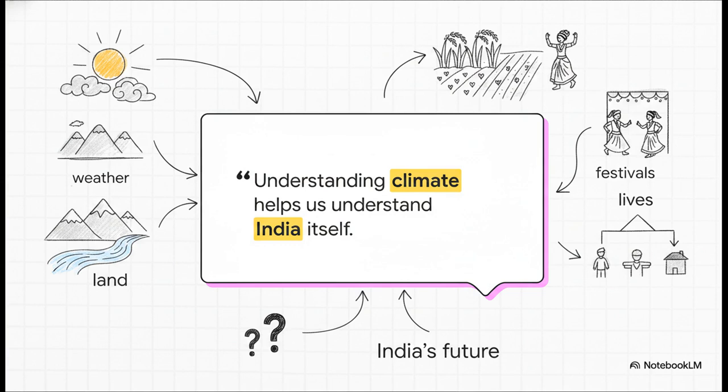India's climate is so much more than just changing weather. It shapes the land, the crops, the culture, the festivals, and the very lives of the people. Understanding the climate really helps us understand India itself. It kind of makes you wonder, doesn't it? If the climate shapes the very identity of a nation, how will changing global weather patterns rewrite the story of India's future? Something to think about.